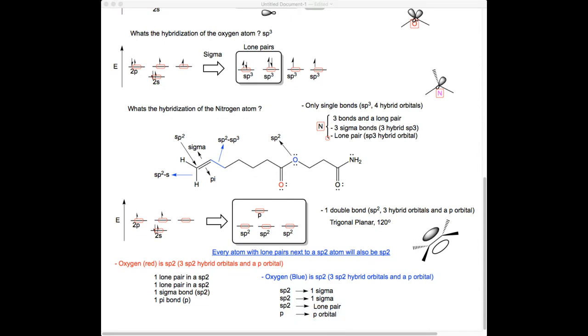So what is the angle between the lone pairs of the blue oxygen? What is the angle between the lone pairs of the blue oxygen, guys?